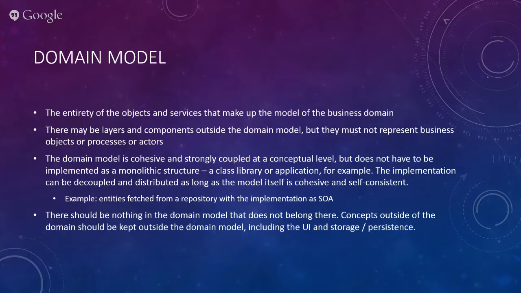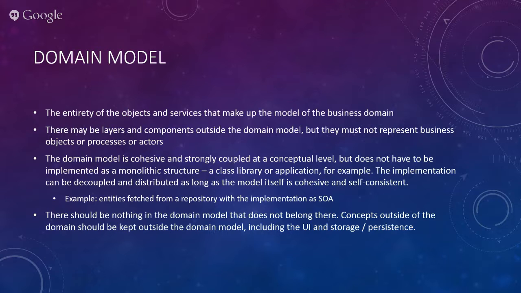So a domain model should be cohesive. It's strongly coupled at a conceptual level, but it doesn't have to be implemented monolithically. So it doesn't have to be in one big class library. It doesn't have to be in one project or application. You could spread your model across multiple projects. You could have implementations that are decoupled. You can use IOC, you can use DI, you can inject stuff. You could, as an example, fetch entities from a repository, but the repository may use SOA and web services to go away and get the data and turn them into objects and give them to you. You don't have to care about that sort of stuff. But there should be nothing in the domain model that doesn't belong there.